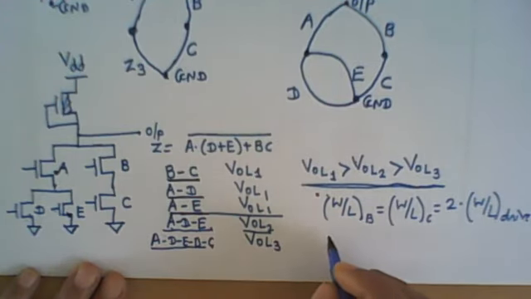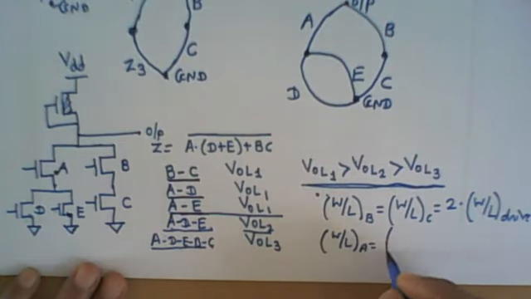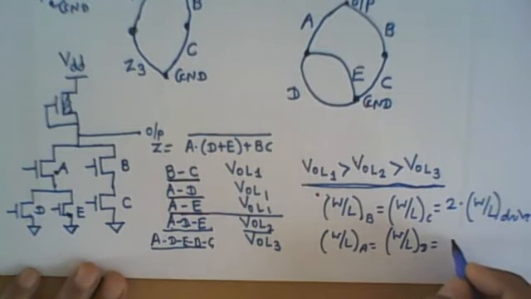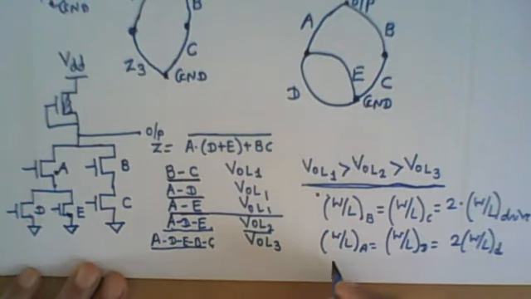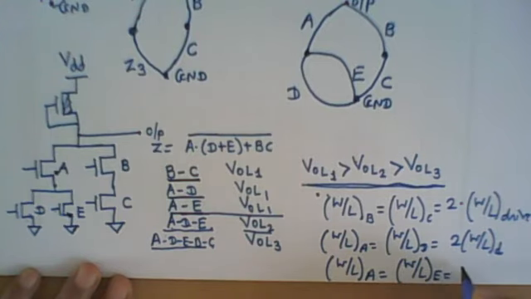Similarly, if the W upon L of A is equal to the W upon L of D, we require the equivalent to be 2 times the W upon L of the driver. Then the W upon L of A, if A and E are 1, should be 2 times the W upon L of D.